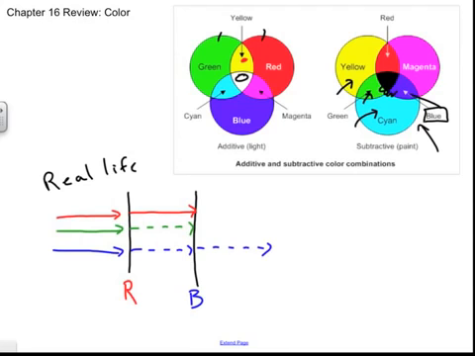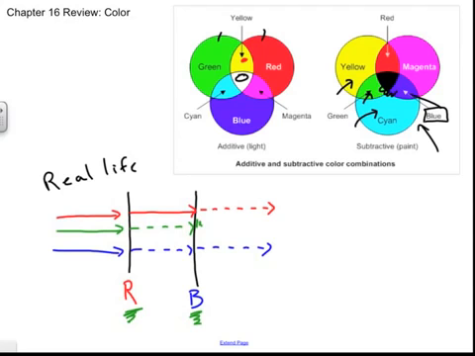Red gets blocked by blue, but I'm going to cut it down to half intensity. And then we're going to have green, which gets blocked by red, but also gets blocked by blue. I'm not going to allow it to pass. It's going to get totally wiped out right here because it was already at half intensity.